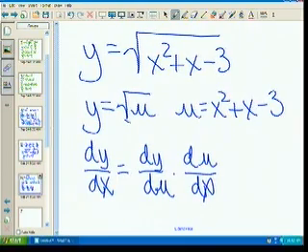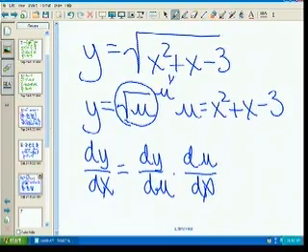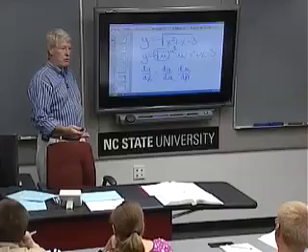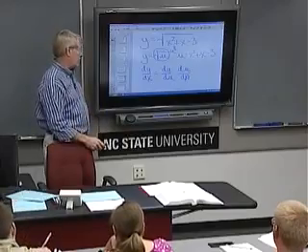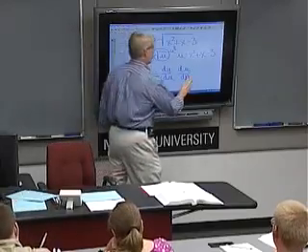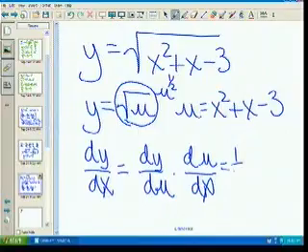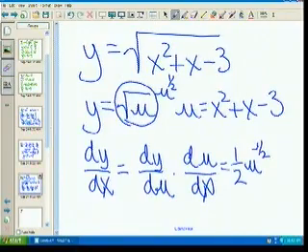You can use this in the form that it's in, but for many of you this is your first encounter with calculus, so you might choose to rewrite that as u to the 1/2. At least think of it that way before you take the derivative. And now the derivative of u to the 1/2 is 1/2 u to the negative 1/2. So that's dy over du.